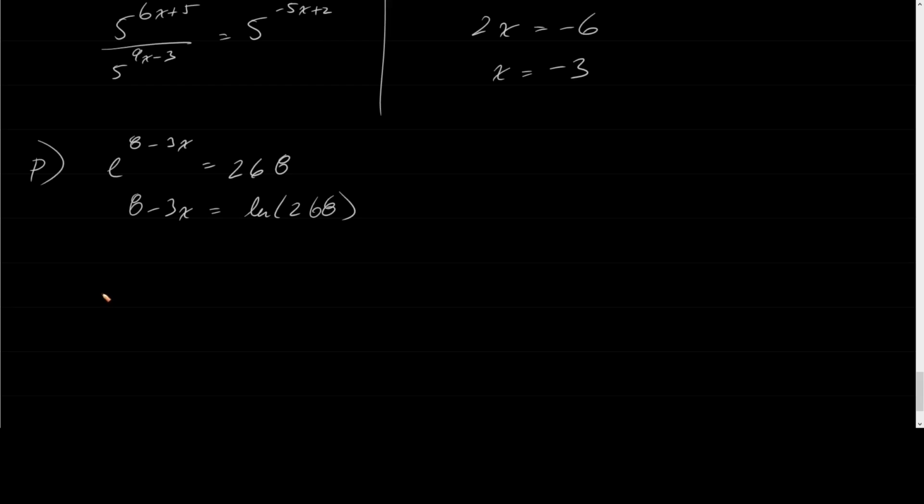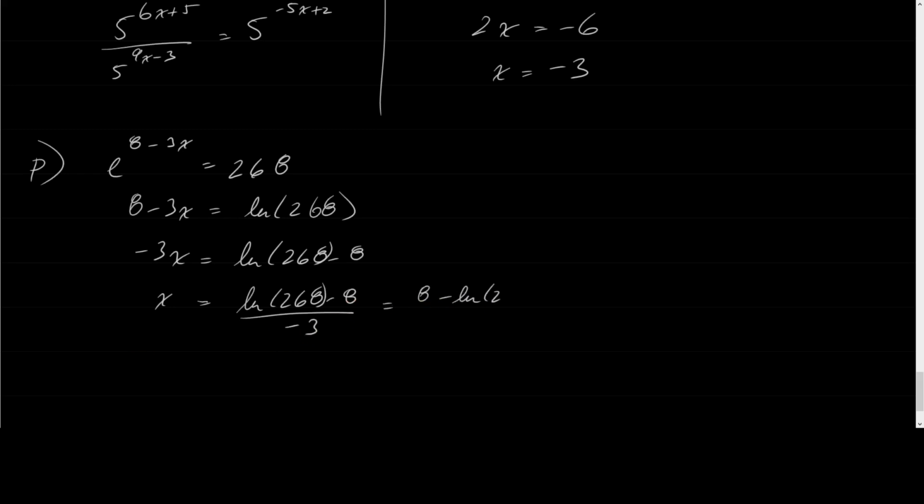All right. So now subtract 8 from both sides. So I get negative 3x is equal to ln of 268 minus 8. Divide by negative 3. X is equal to ln of 268 minus 8 over negative 3, which can be written as 8 minus ln of 268 over positive 3. So I just brought the negative to the top. But that would be our final answer. All right. There's no need to try to simplify this any further because it doesn't. All right. Cool. So that was P.